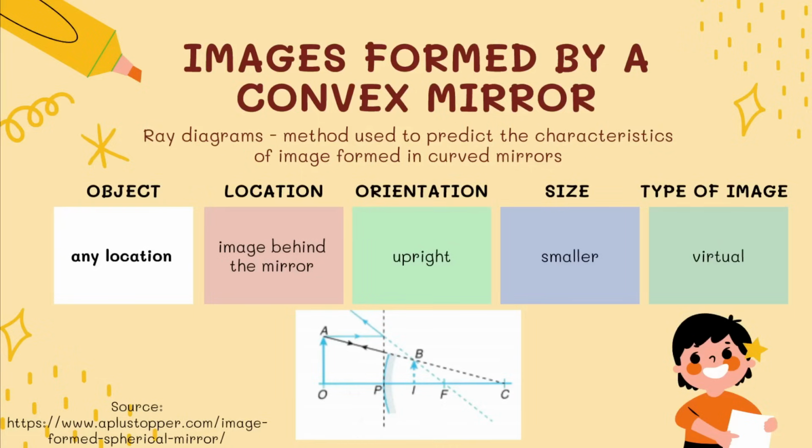By the way, when we are drawing virtual images, we usually draw them with broken lines to indicate that they are virtual. Okay, but again, just to clarify, for the case of mirrors, whenever the image is formed at the back of the mirror, then the image is virtual.